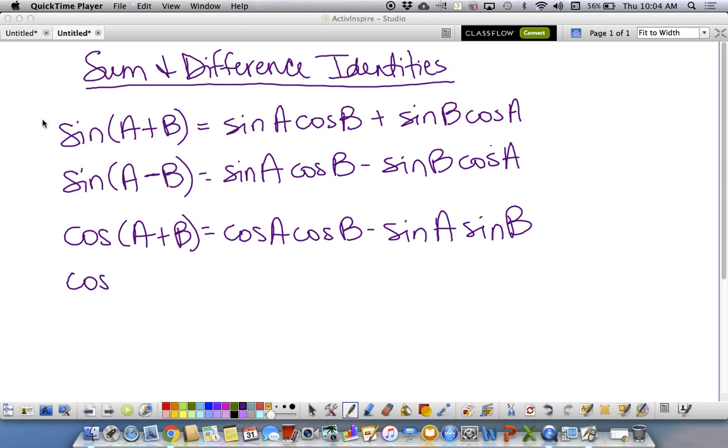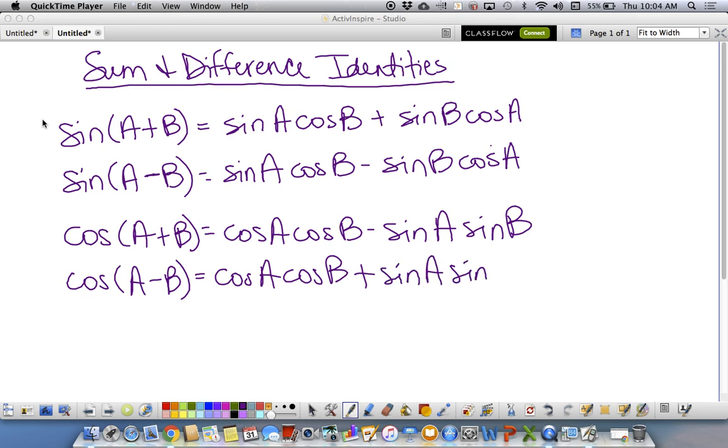What about the difference, cosine A minus B? Sine A sine B. We're adding them. The signs are switched with cosine. And yesterday, we learned a double angle identity. A different color.